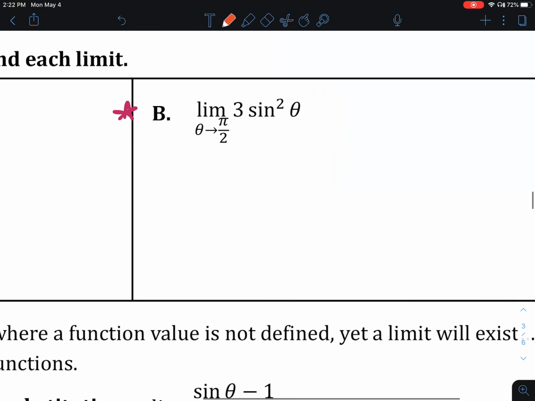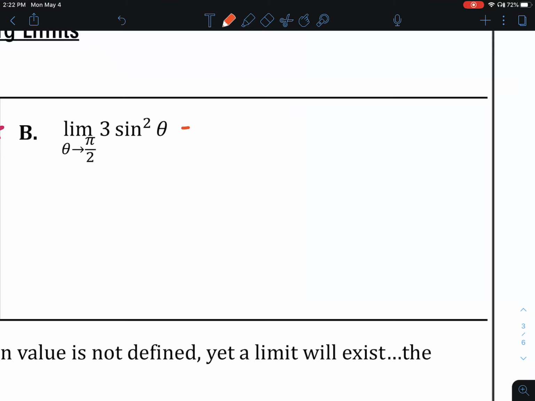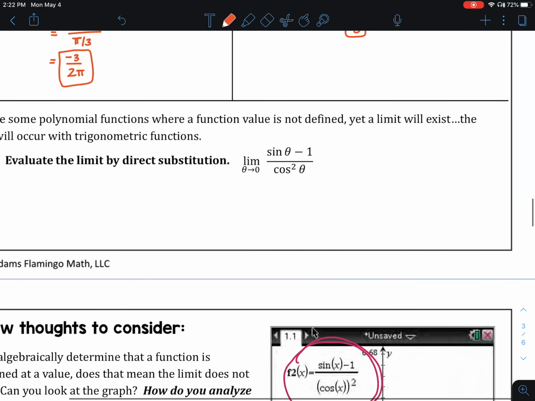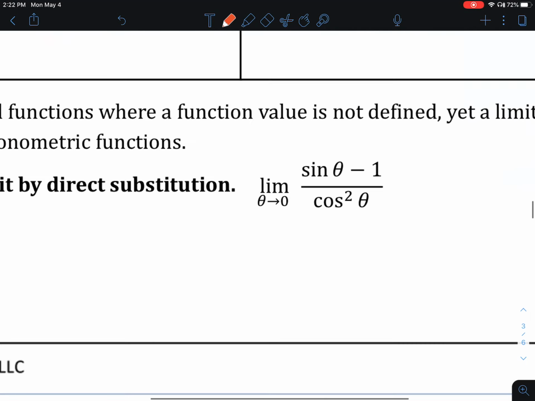For letter B, we're going to try the same thing. We have 3 sine of pi over 2, squared. Sine of pi over 2, that is a 90-degree angle. So sine, that's straight up, is a measure of 1 unit. And so we have 3 times 1 squared, which is just going to equal 3. So both of these problems are pretty straightforward. If you have any questions on them, or if you got the unit circle incorrect, make sure you go back and check to see what was going on.